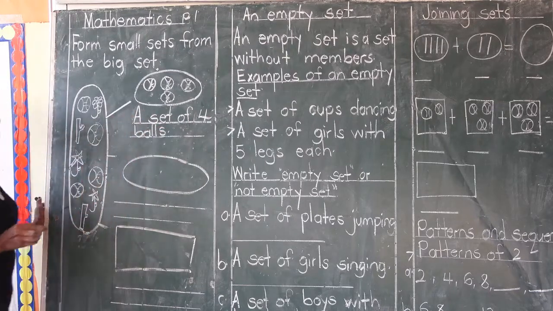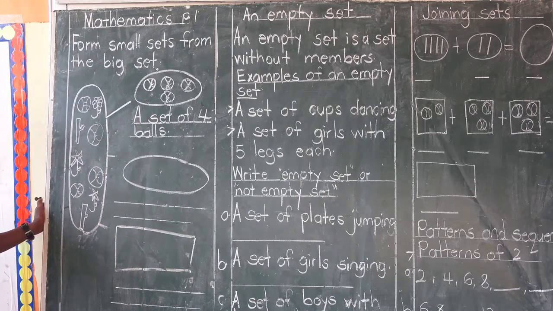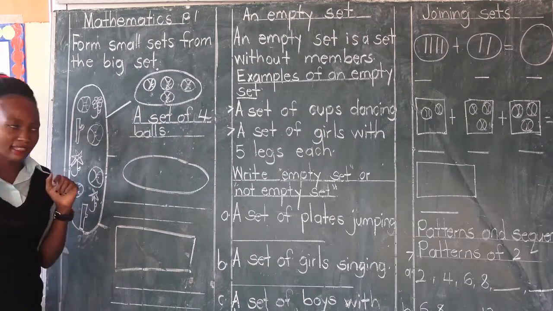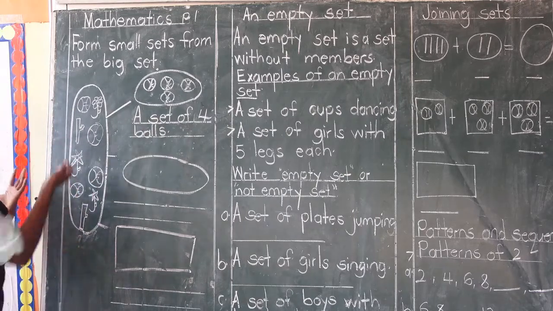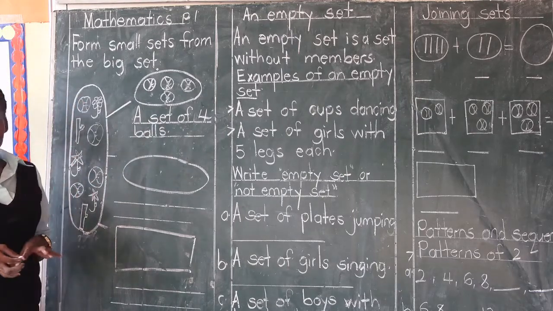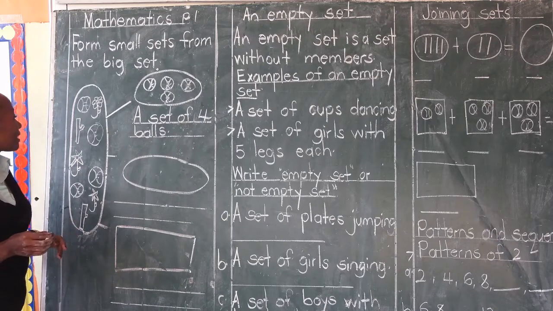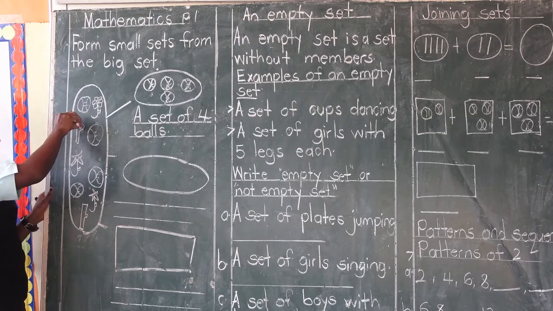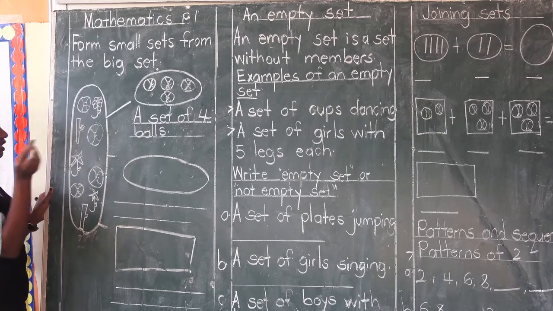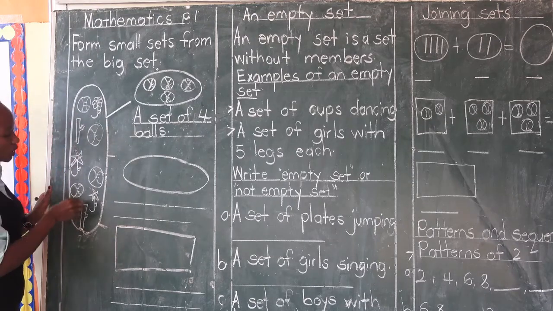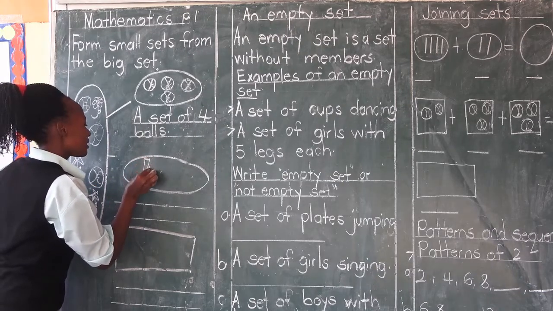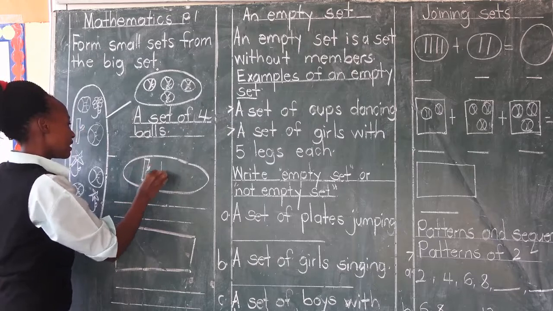We are going to look for another small set or another subset. What else can you see from the big set? Yes, we saw the balls. Now, what else can you see from the big set? Alright, we can see the sticks. And how many are they? Let's count them. 1, 2. There are only 2 sticks. Then we draw them in our small set. 1, 2.